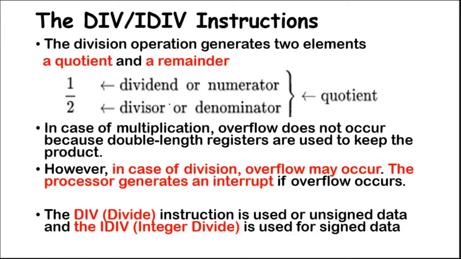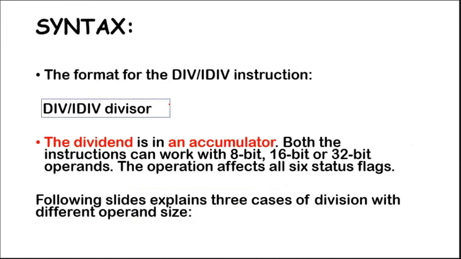Multiplication overflow does not occur because double length registers are used to keep the product. However, in the case of division, overflow may occur and the processor will generate an interrupt, okay, if overflow occurs. So look at the syntax here. Also, it uses how many operands? 1, okay? And then the dividend is in an accumulator. So remember dividend, right? What's the dividend? The numerator, right? It's in an accumulator, and then the divisor is the one that is the source.